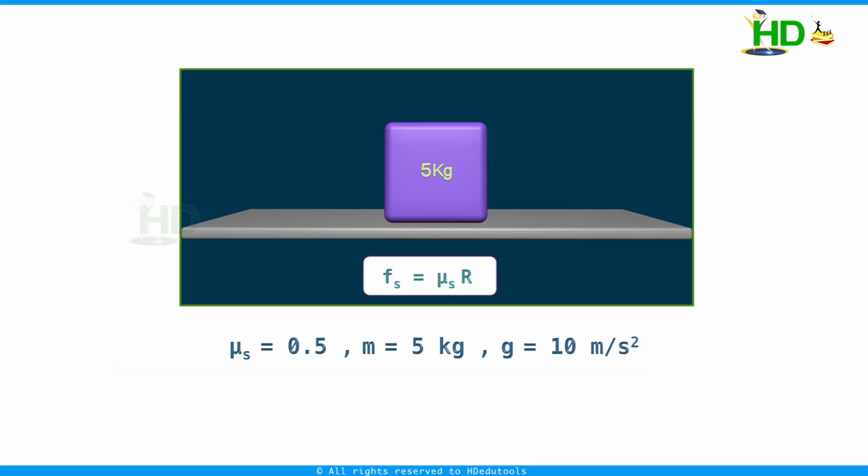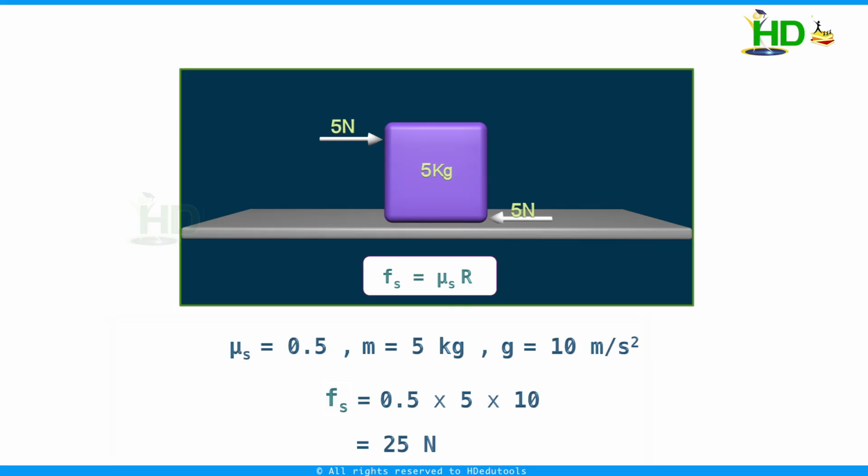This is equal to mu s into R. On a plane surface, R is nothing but m into g. This is the normal reaction, and Fs equals 0.5 into 5 into 10. We get 25 Newton. Now to move this body, 25 Newton force is required. And now suppose a force of 5 Newton is applied. Can the body move? No, the body will not get motion.